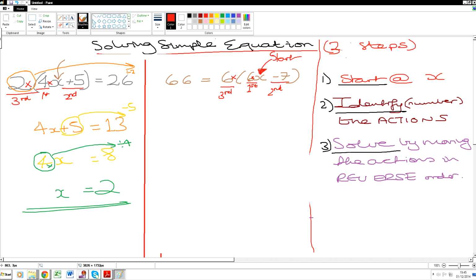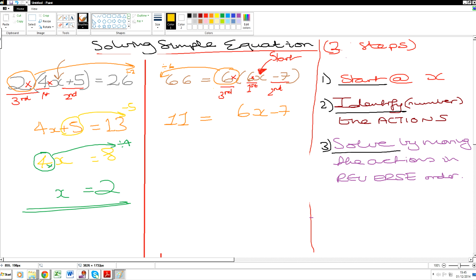Okay, how do we solve this equation? Let's go for it. You start at the third action, which is times by 6, and then you drag it to 66, and you divide by 6, and you get 66 divided by 6 is 11. Then you copy the equal down. What happened to the brackets? They've gone. The bracket disappears because the multiplier outside is gone. You don't need brackets anymore. What do we do next?